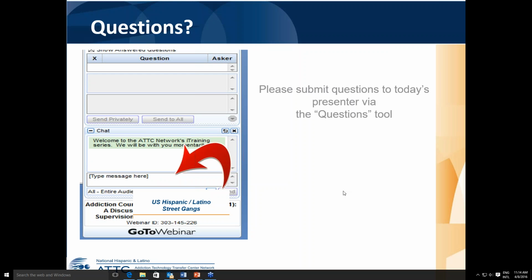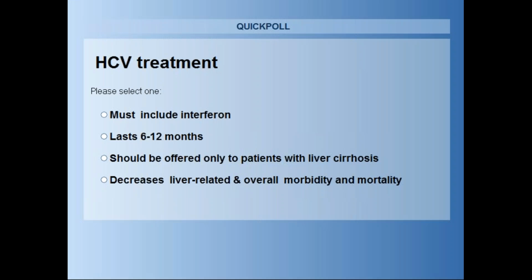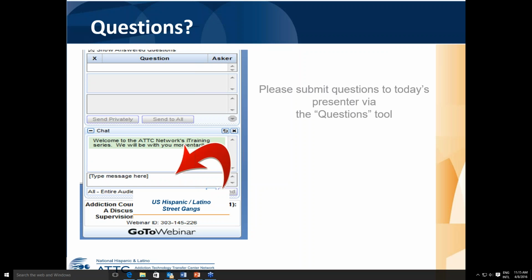And our last question. In terms of treatment, 10% chose letter A, must include interferon. 19% chose letter B, last 6 to 12 months, and 71% D, decreases liver-related and overall. Okay. So that's it for our questions.